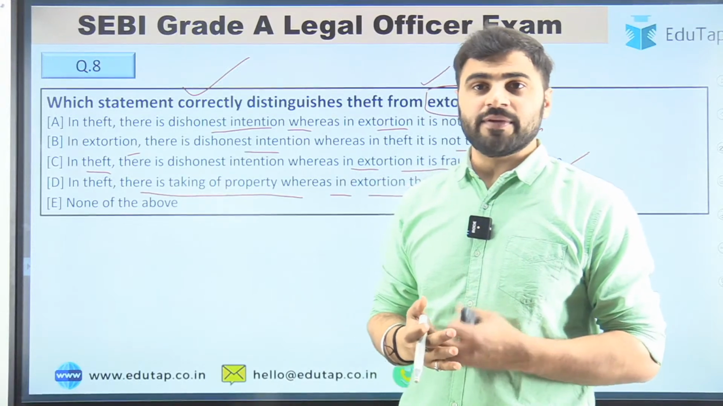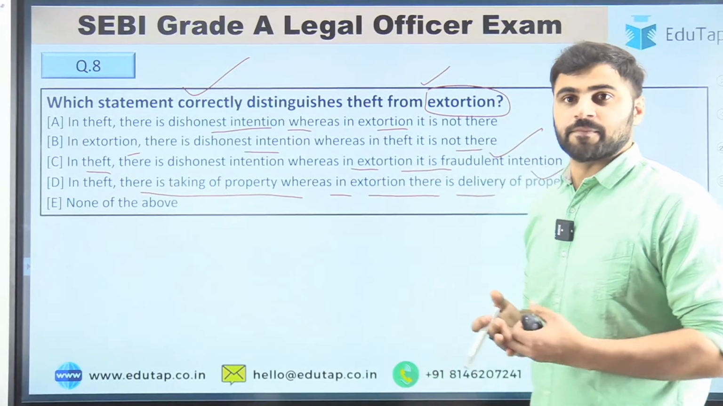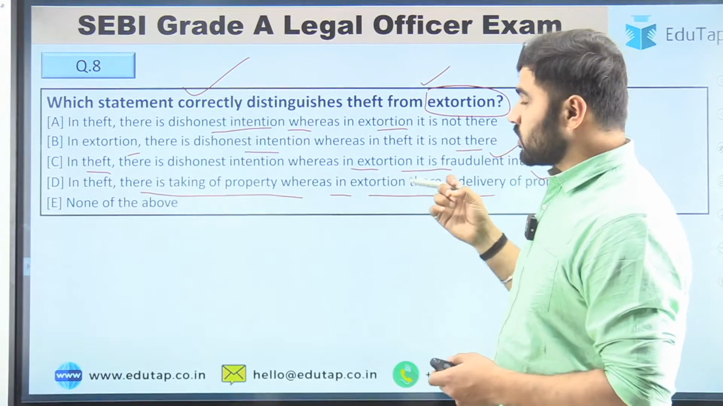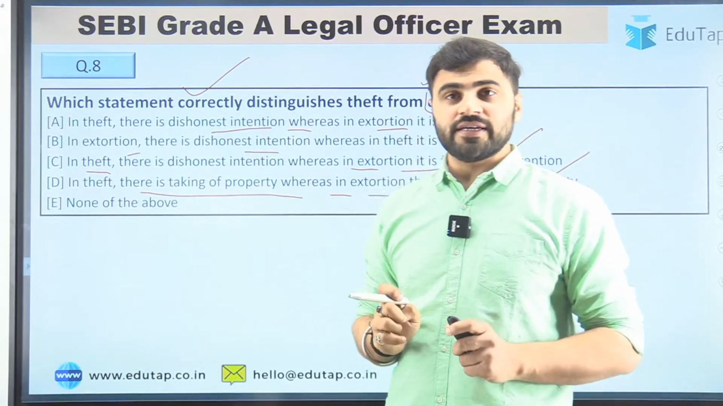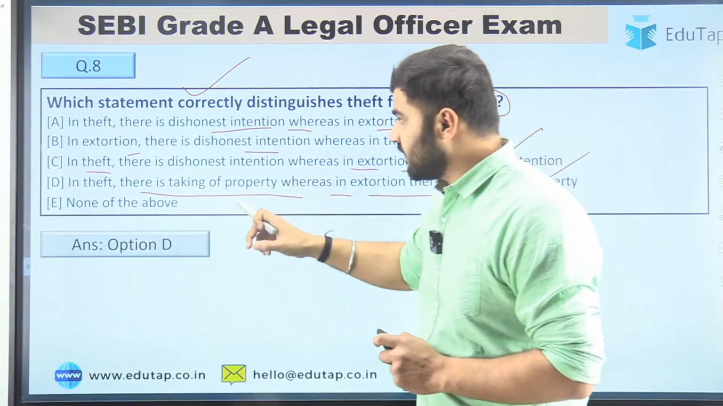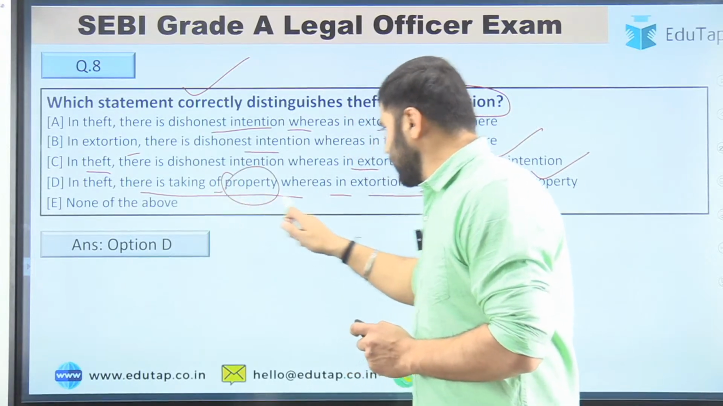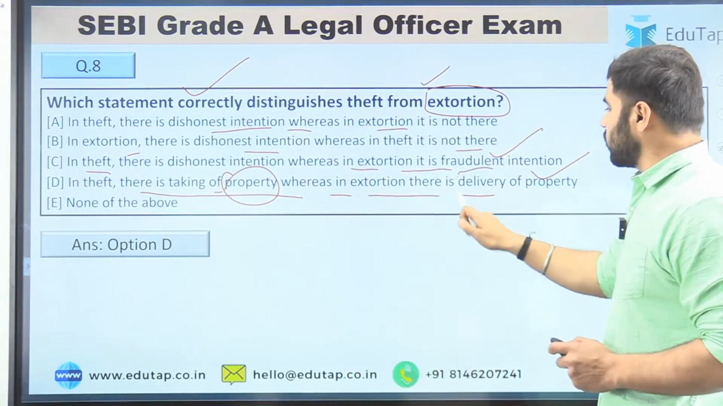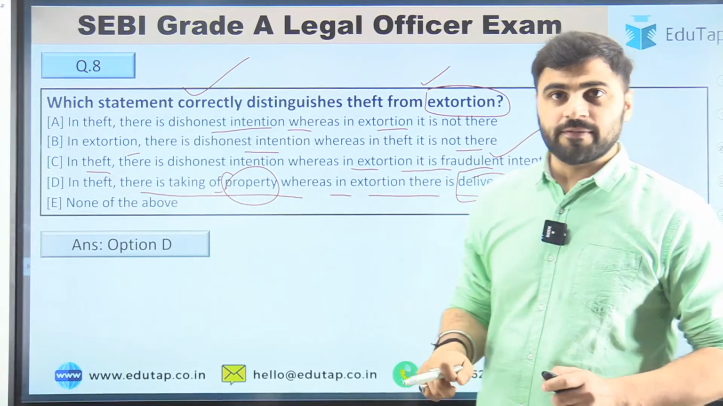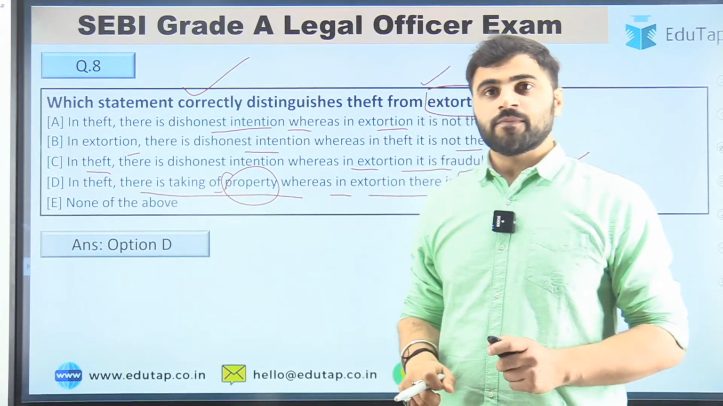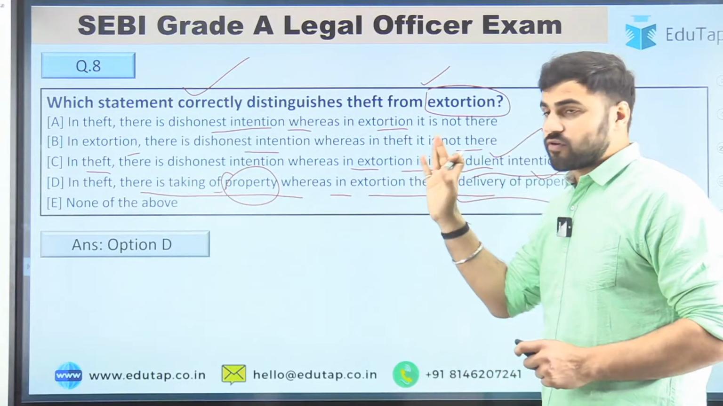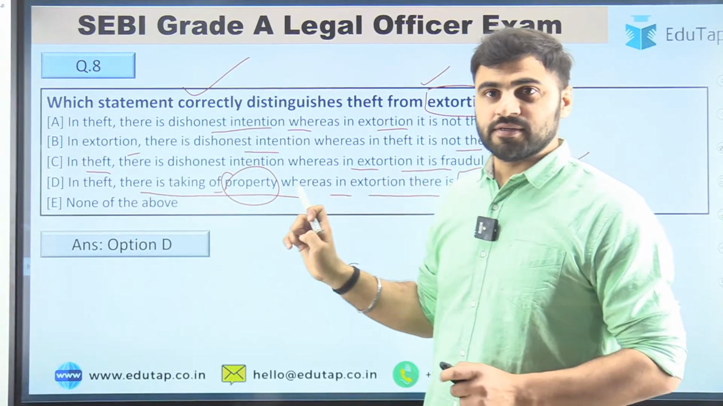Tell me. So the right answer for question number 8 is option number D, that is in theft there is taking of property, whereas in extortion there is delivery of property, right? Delivery of property. So I hope you got it, guys. The right answer for question number 8 is option number D.